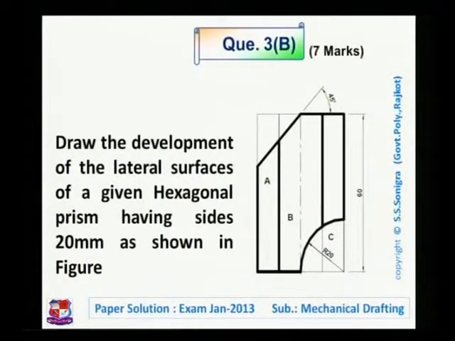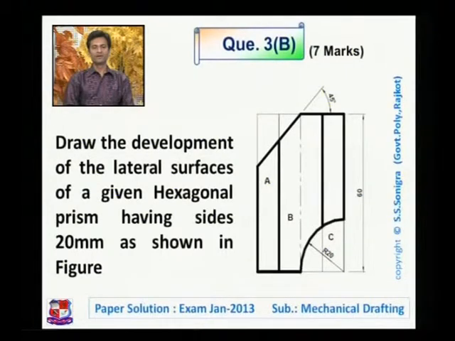Question number 3b. In question number 3b, asked for 7 marks, it is asked to draw the development of lateral surfaces of a given hexagonal prism having sides 25 mm as shown in the figure. The figure is given like this. Dimension is not written in this figure, but it is given that 20 mm is the size of the given hexagonal solid. So how to cut this, and after cutting this, from any edge, what should be its developed portion, that we have to draw over here. Let me draw it over here.